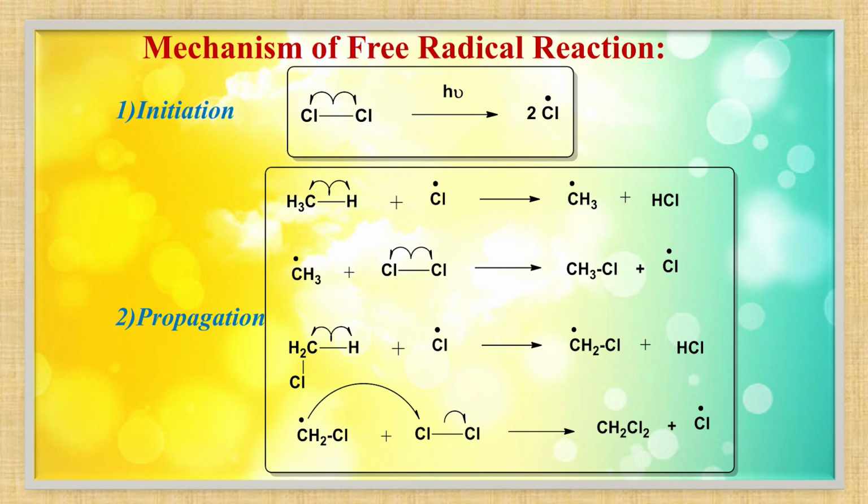Similarly, once you get CH3Cl and Cl dot, that Cl dot again abstracts one more hydrogen from CH3Cl, producing CH2Cl dot plus HCl. You can look at the screen, it is there on the screen also. This reaction continues and you get the product CH2Cl2, then CHCl3, and at last you get CCl4. In this way, these steps are called propagation.